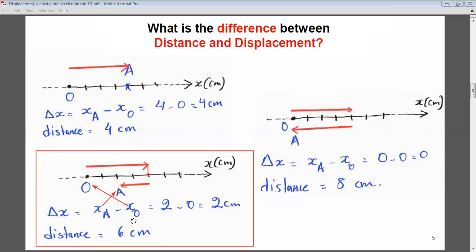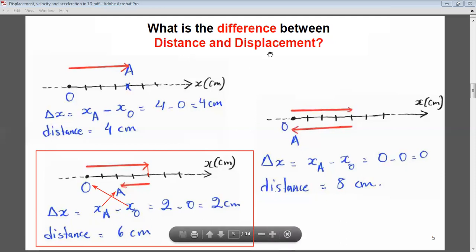Okay, is it clear? However, if I look at only the displacement of this person, he went from Tyre to Beirut, then from Beirut to Saida. His final position is Saida. His initial position is Sur. So the displacement is 40 in this case. So the distance and displacement are not always the same.